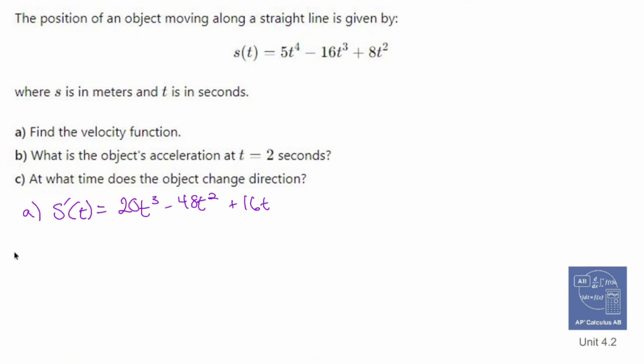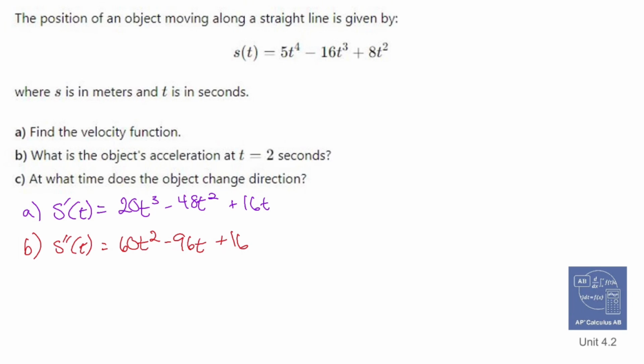B is what is the object's acceleration at t equals 2 seconds? Well, the acceleration function is you taking the derivative of the velocity function. And so I need to do that and then plug in 2. So s double prime of t is going to be power rule, power rule, power rule. Drop down the 3, 60t squared. Drop down the 2, 96 regular t. Get rid of the t, 16.